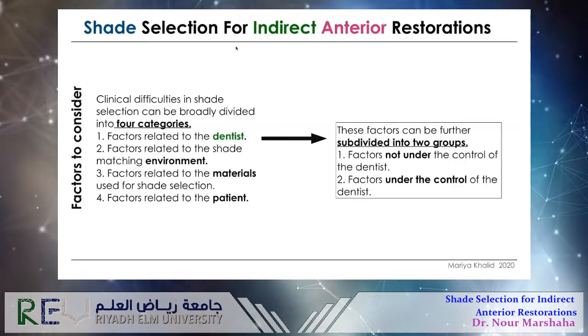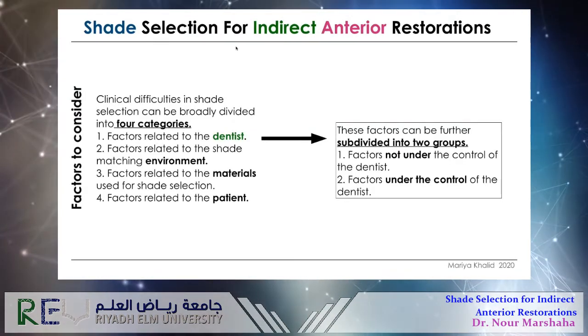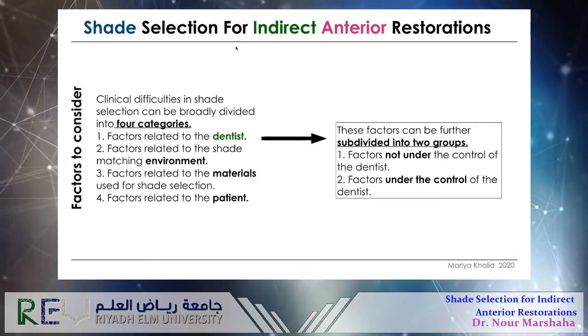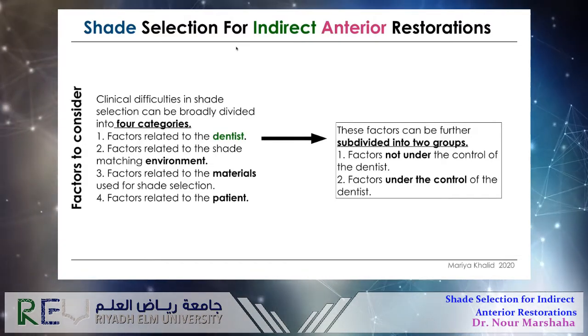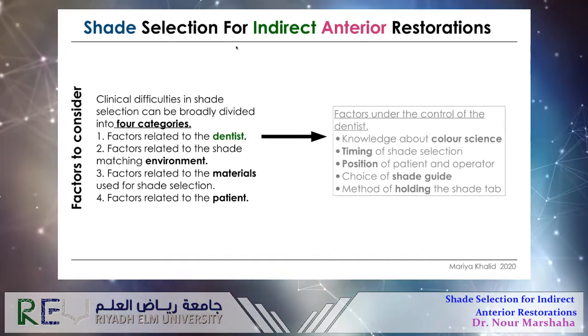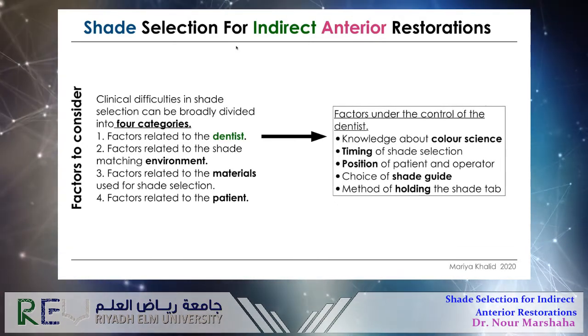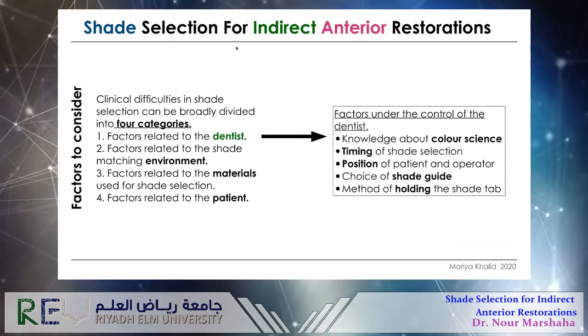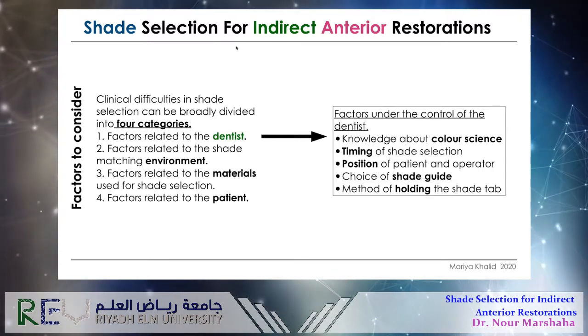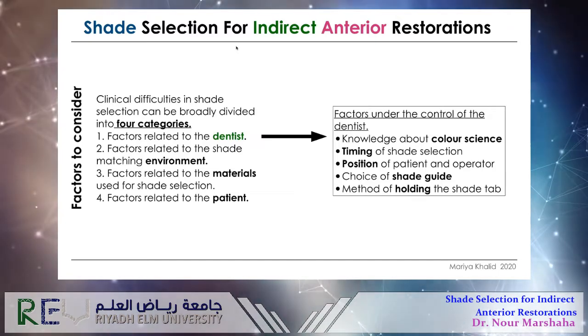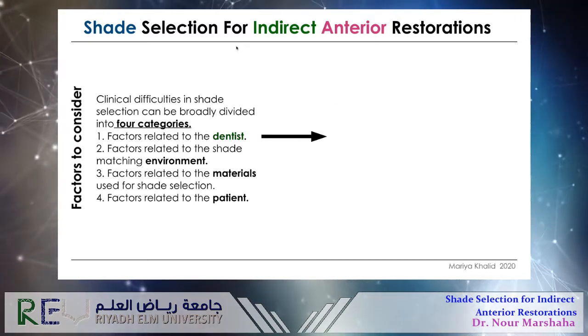Now we're going to talk about the factors to consider. We have many factors related to the dentist, environment, materials, and patient. If it's related to the dentist, we have subdivided two groups: under control of the dentist and not under control of the dentist. The dentist should know about the color science, the timing of shade selection, the positioning of the patient and the operator, the choice of the shade guide, and also how to hold the shade tab.